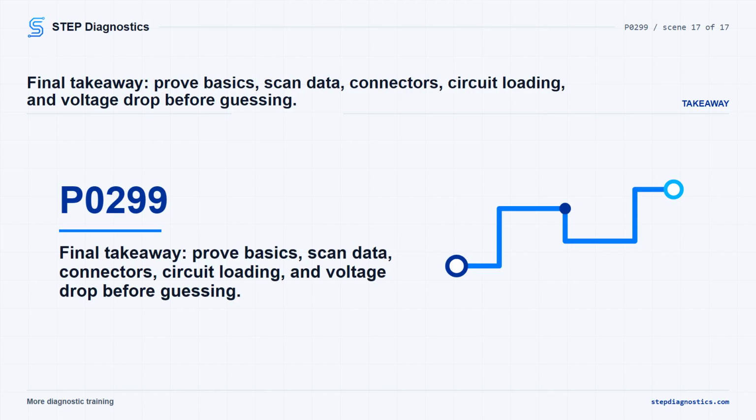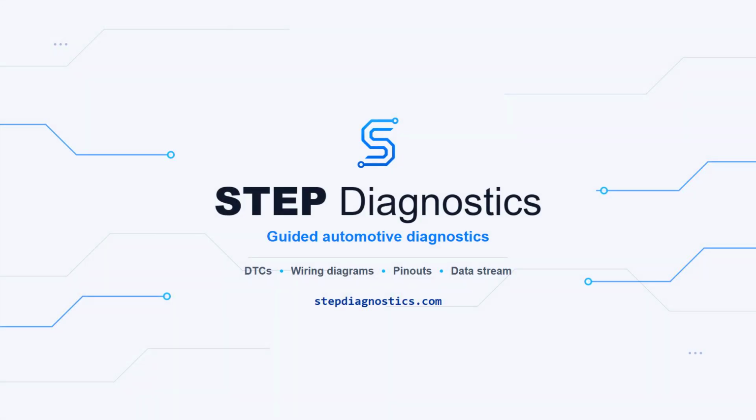The takeaway is simple. Prove the basics first, then use scan data, connector checks, circuit loading, and voltage drop testing to separate an air path or control problem from an electrical or module input problem.